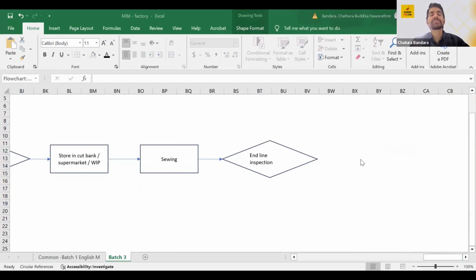And we'll move. Until inline, after inline inspection, what is next?